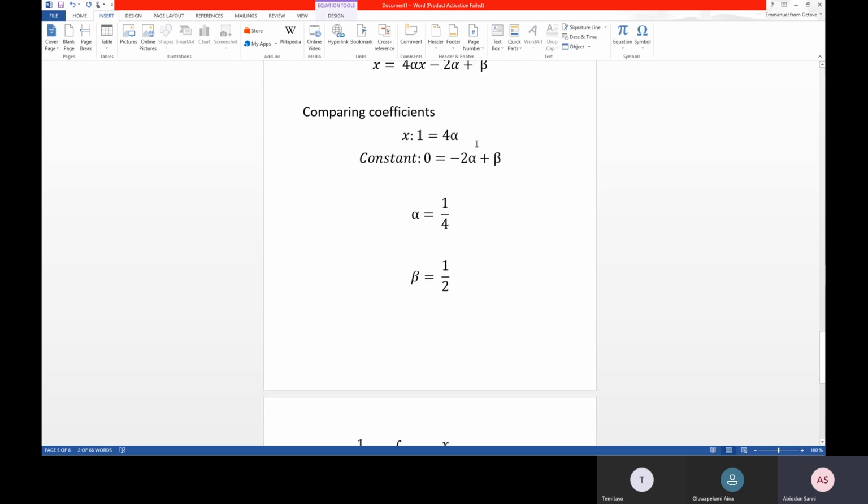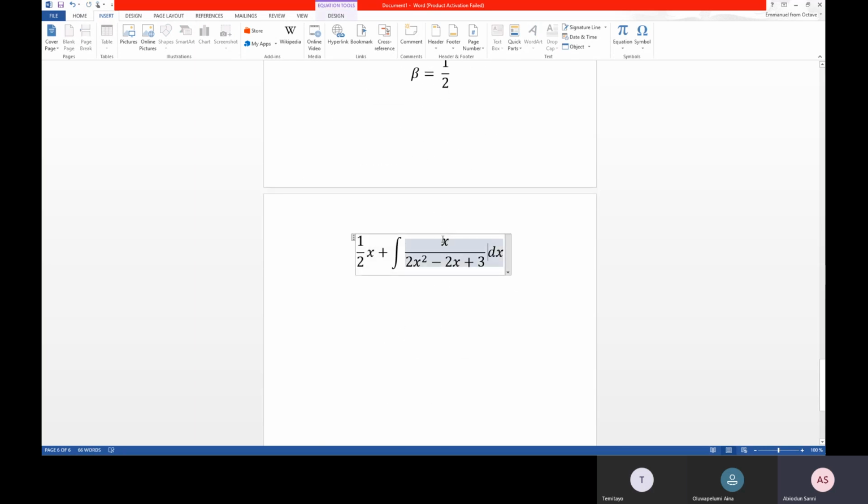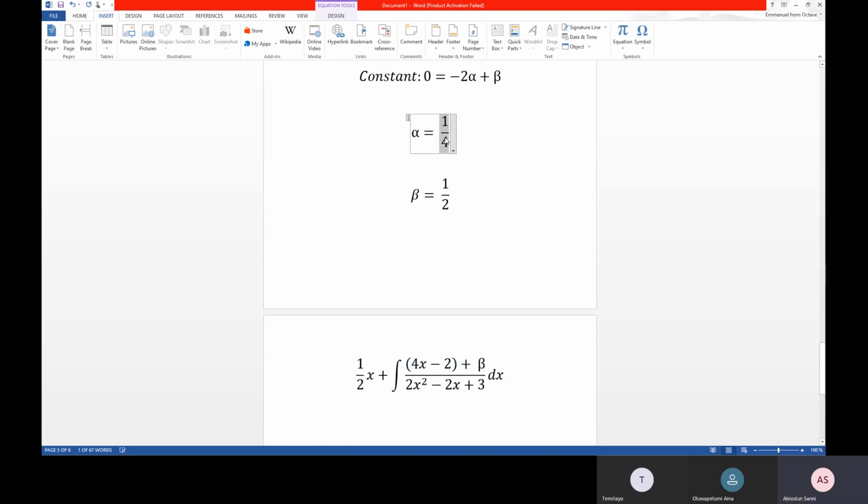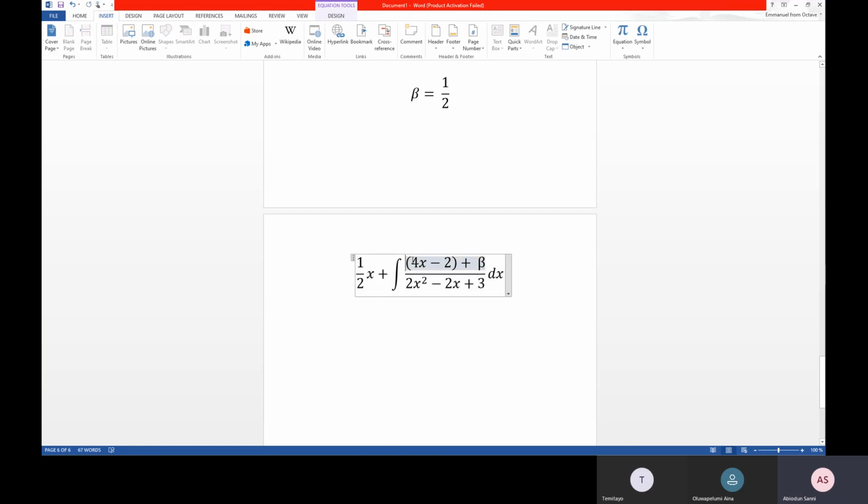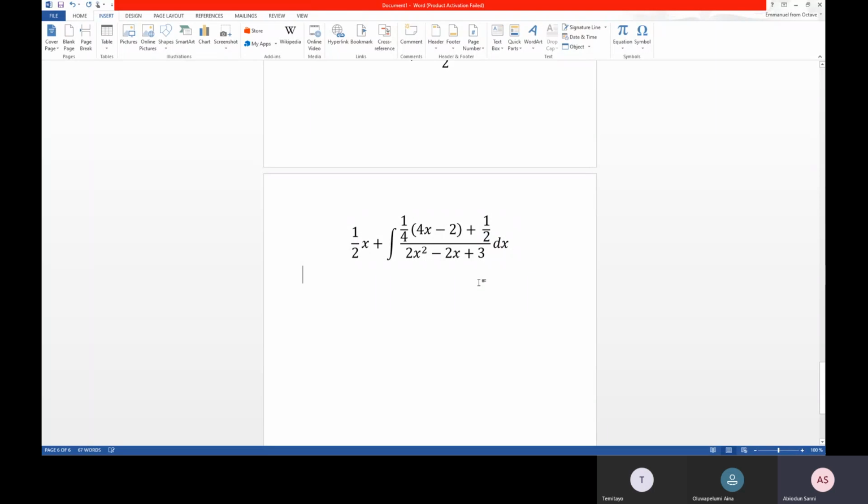Then substituting what alpha and beta are, where alpha is 1/4 and beta is 1/2. Do you grab it at all?